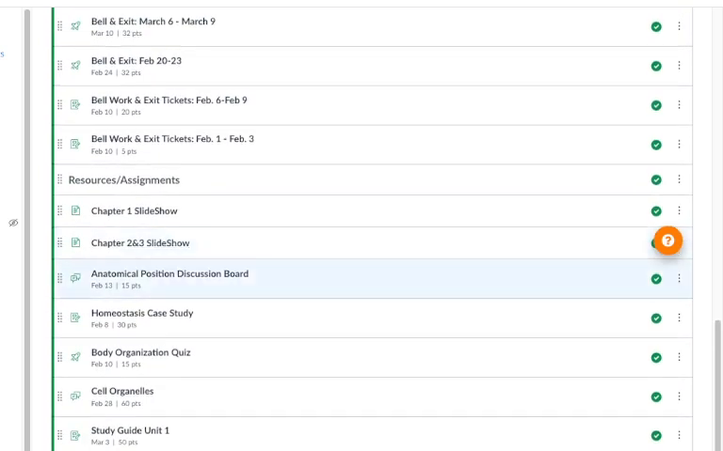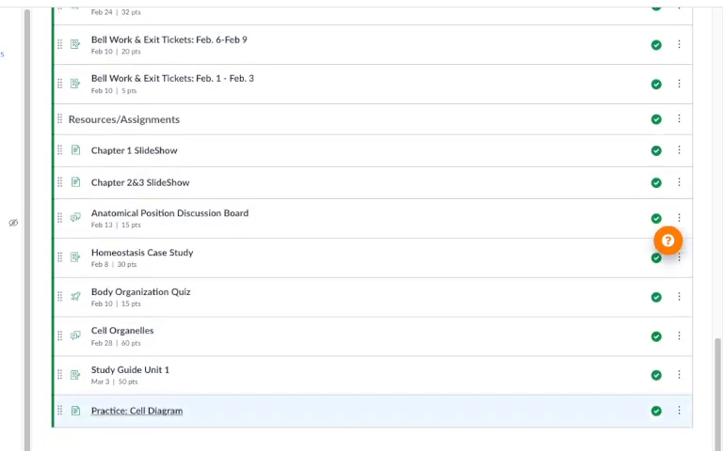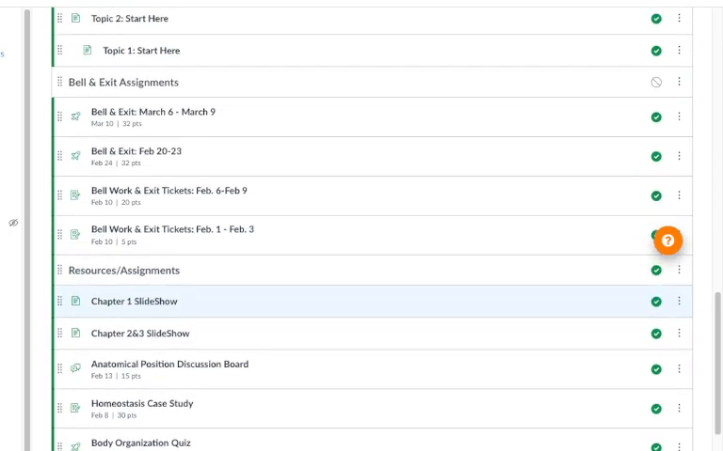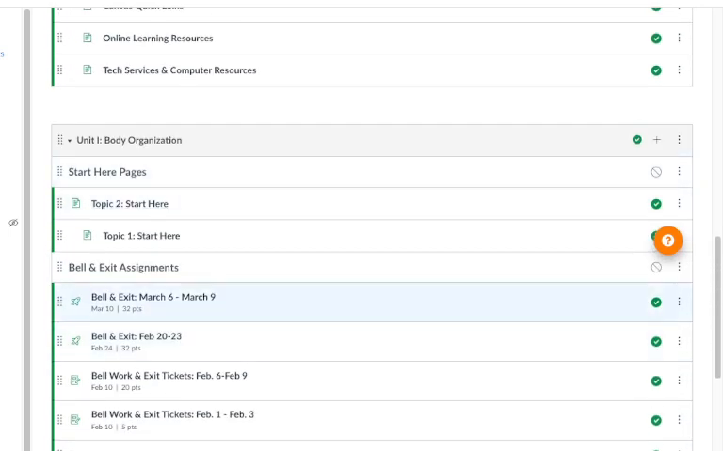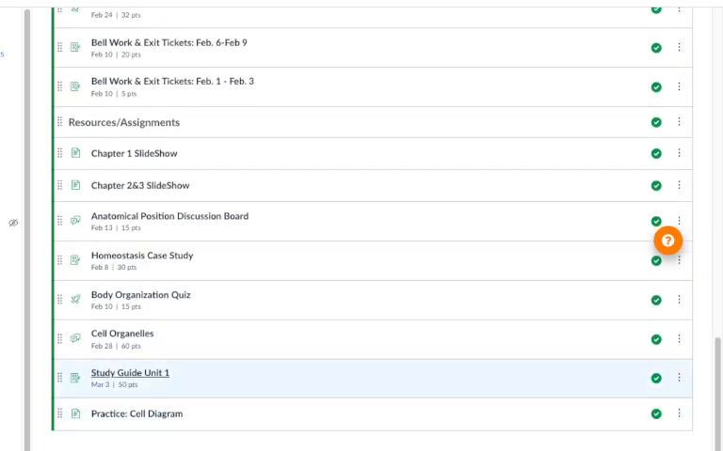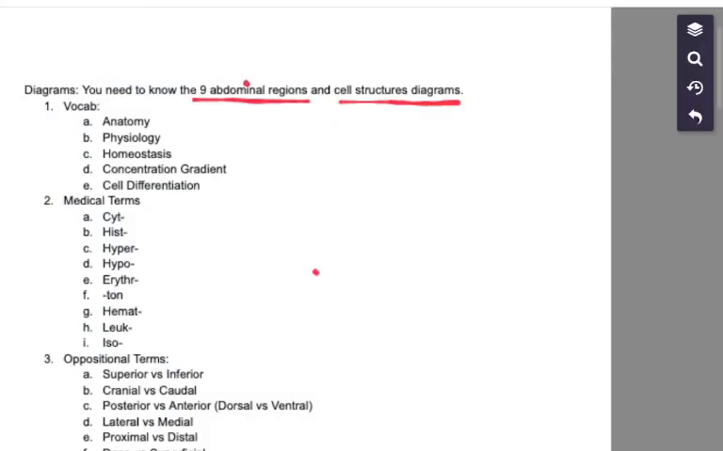And for your own benefit, I went ahead and added this practice cell diagram to your Unit 1 module of the body organization, so you should be able to click right here for the practice in order to best prepare you for the exam. So that took care of our 9 abdominal regions and our cell structures diagrams.